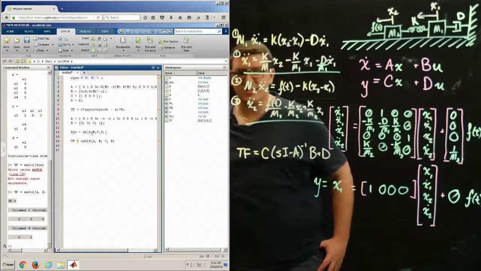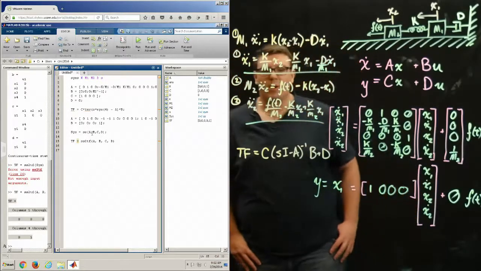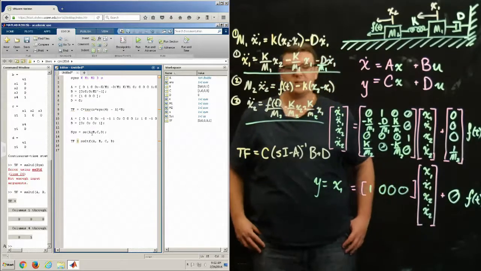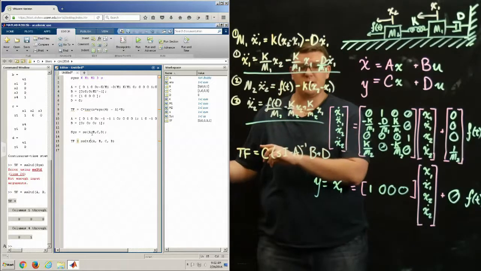I seem to have made a mistake somewhere in the code, but these commands are the important things that you can do, the same thing as you would do here in MATLAB.